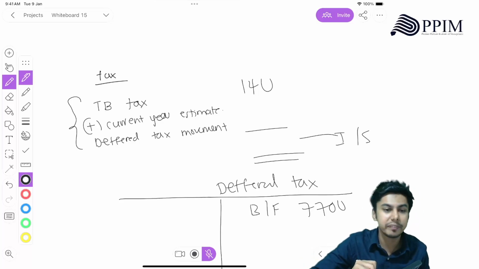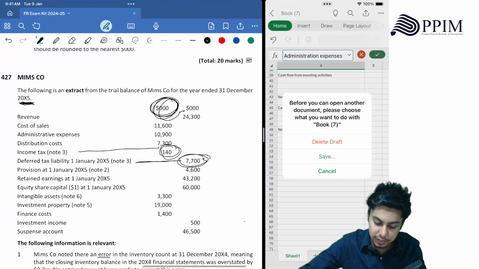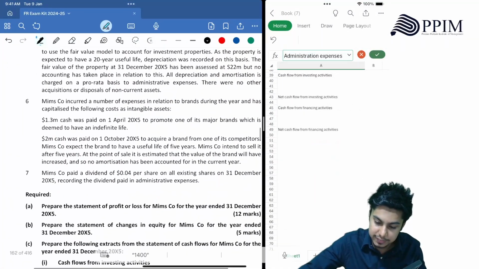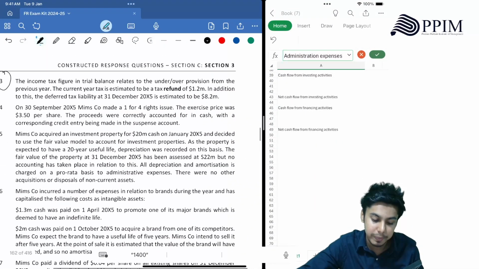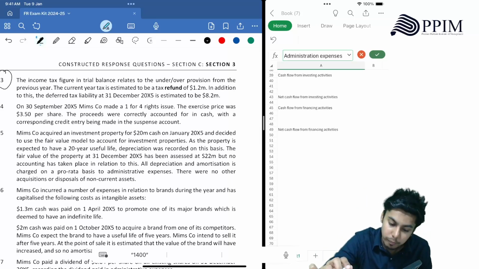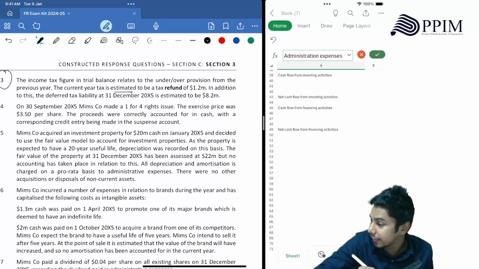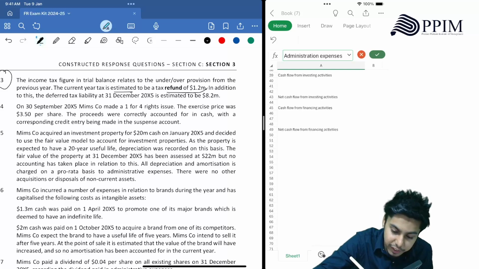Guys, from where can we get the current year estimate? That they will tell in the paragraph, meaning additional information. Now read your additional information and see, guys, over here. What is the current tax estimate? Okay, right. Read this paragraph and see what's this year estimate. This year, the estimate is what, guys? A tax refund. Exactly. It's a refund of 1.2 million.